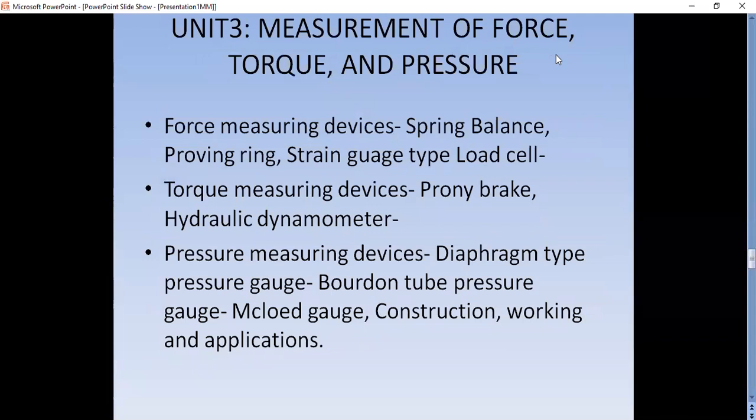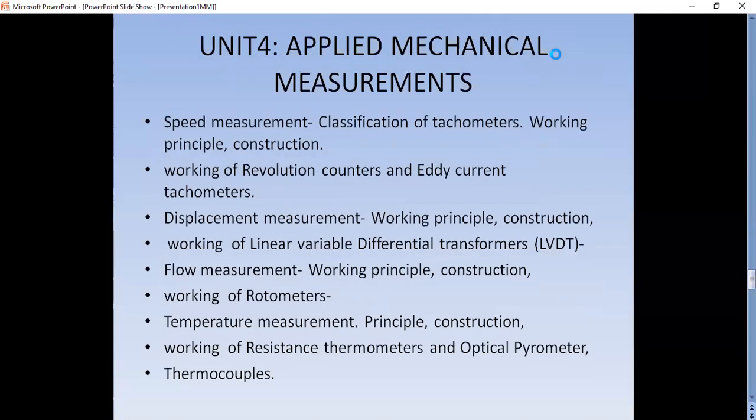In the third unit, we have force measuring devices like spring balance, proving ring, strain gauge load cell. Then you have torque measuring devices, Prony brake and hydraulic dynamometer. And at last, we'll study pressure measuring devices, diaphragm type pressure gauge, Bourdon type pressure gauge, McLeod gauge, their construction, working and applications. In the fourth unit, called Applied Mechanical Measurements, we will learn about the speed measurements.